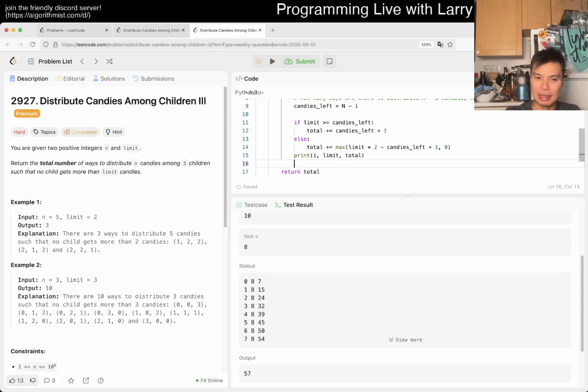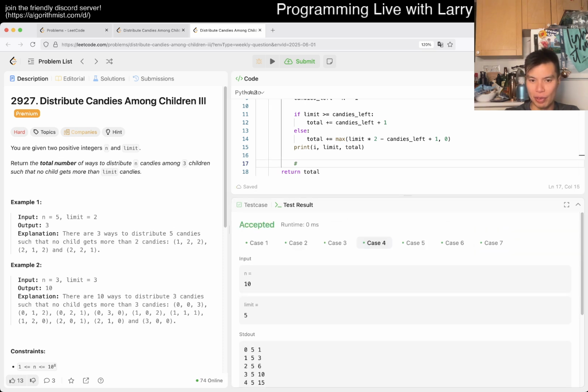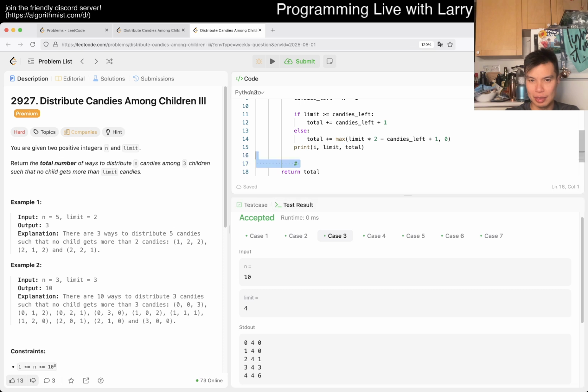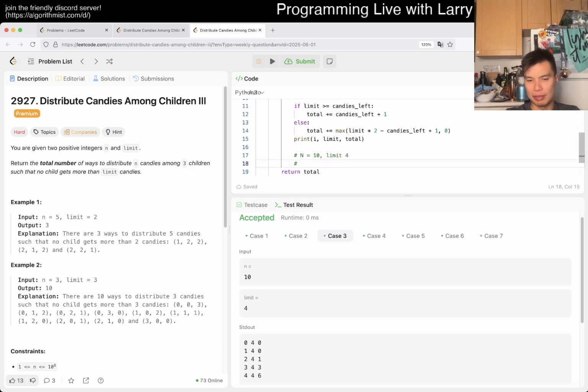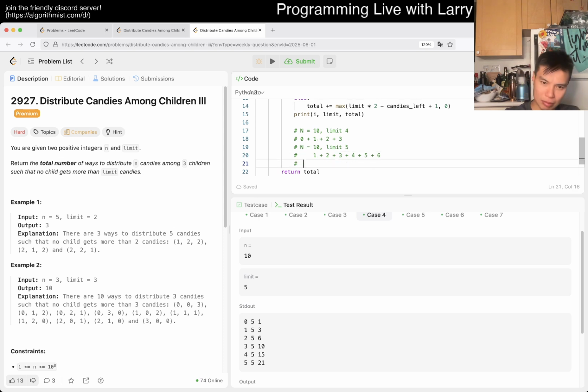I don't know what it is, but you have some like for 10, 4. So for N is equal to 10, limit is equal to 4, you have 0 plus 1 plus 2 plus 3 is the answer, right? And then N is 10, limit is equal to 5, then you have 1 plus 2 plus 3 plus 4 plus 5 plus 6, right? Why that is, we would have to double check it, right? And then yeah, limit 6, right?